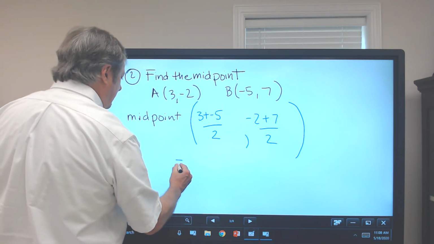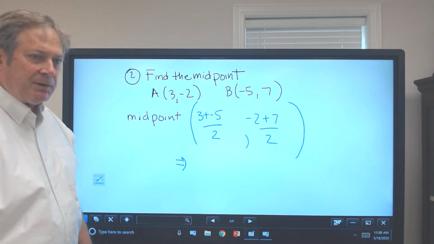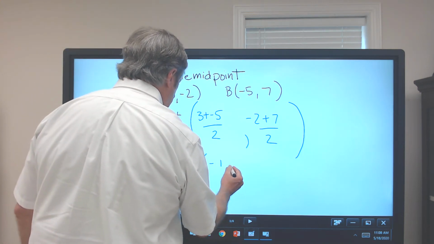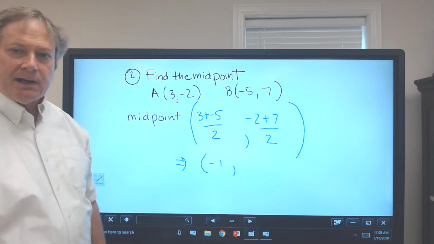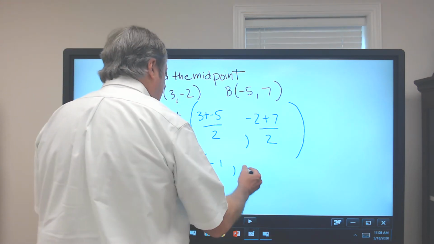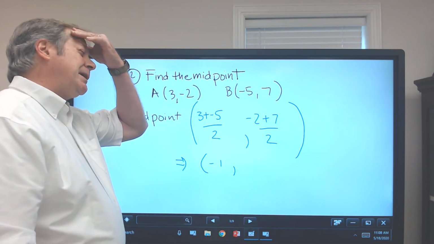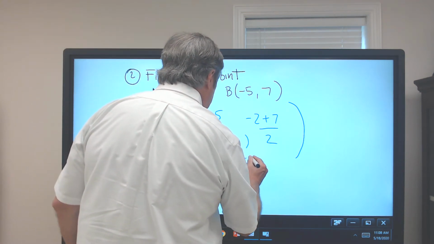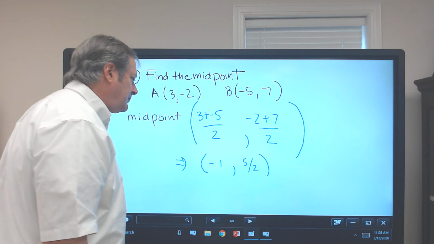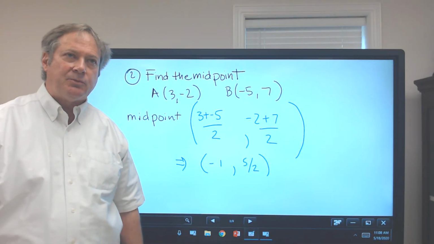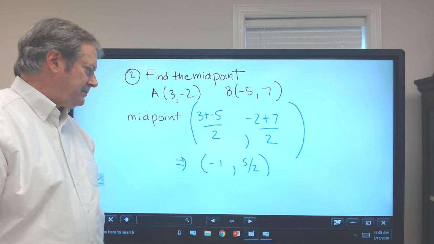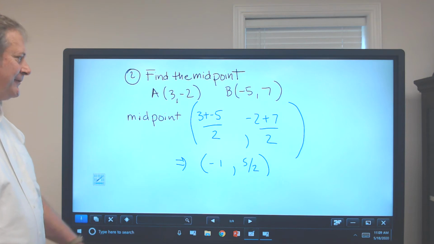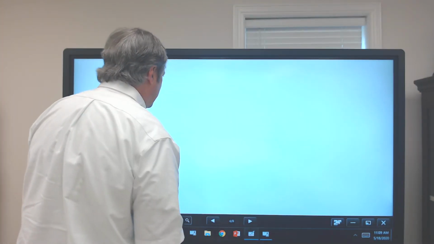So what does that give us? Well, 3 plus negative 5 is negative 2. Negative 2 divided by positive 2 is negative 1. Negative 2 plus 7 is 5. 5 divided by 2. Should we leave it as a fraction, as 5 halves? Yeah, for right now, we're going to leave it as 5 halves. You could divide that out, and it would be 2.5. All right, and there you have it. There's the midpoint.